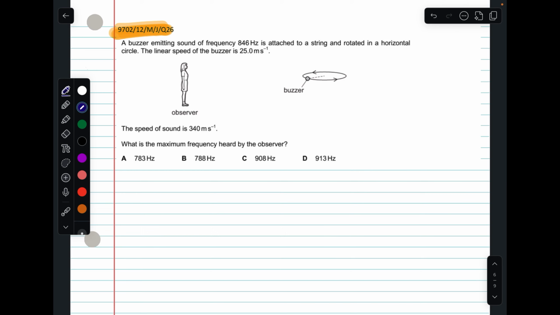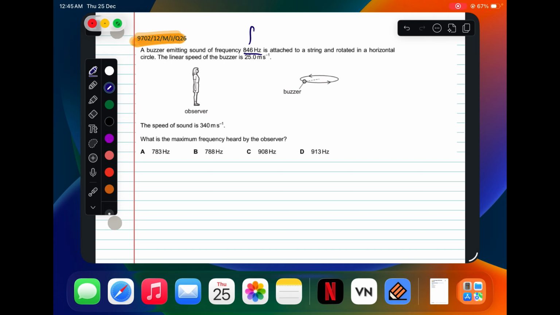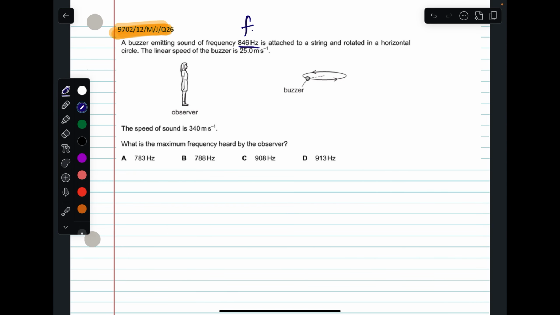What we have in this: a buzzer emitting a sound of frequency this. So this is the frequency emitted by the source, so it is F, and for the source we write S. It is attached to a string and rotated in a horizontal circle. The linear speed of the buzzer is the speed of the source, V for the speed and S for the source. And this is the speed of the wave, V. You have to tell the maximum frequency observed by the observer, so you have to find F naught.